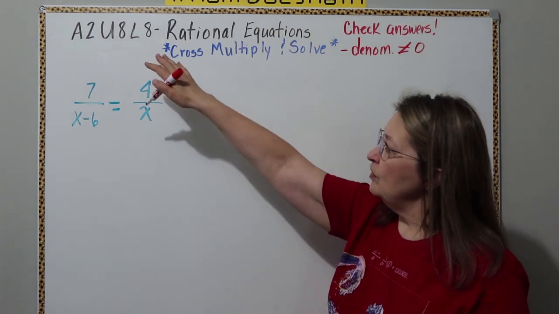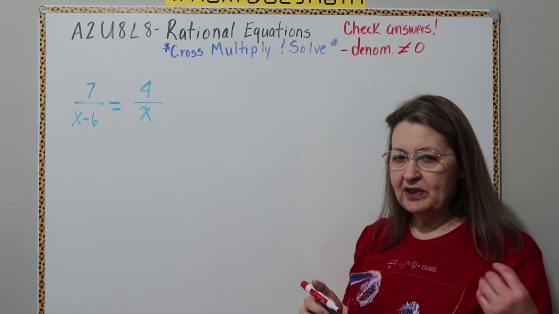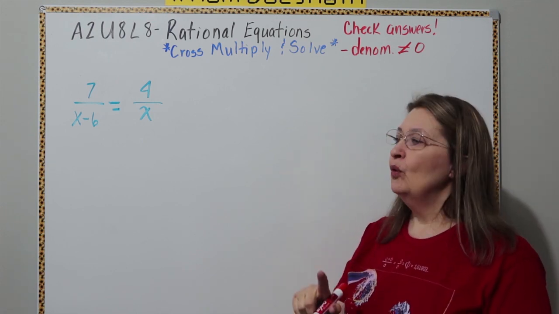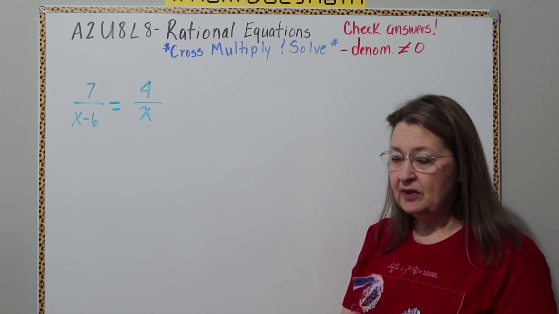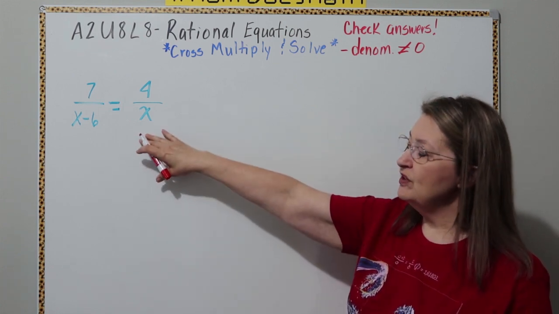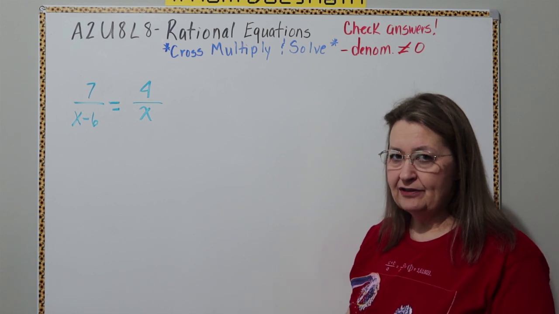In this lesson, we're going to look at A2U8L8 in rational equations. We've been looking at rational expressions, and we've learned how to simplify them. We've learned how to multiply and divide them. We've even learned how to add and subtract them. So now we're going to take all those skills and use them when we solve a rational equation. So we're going to be getting an answer this time.